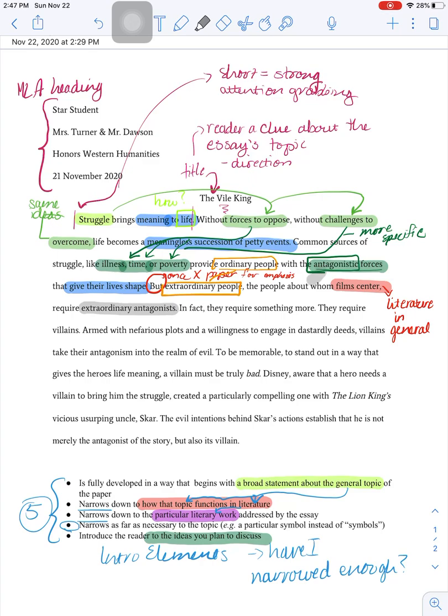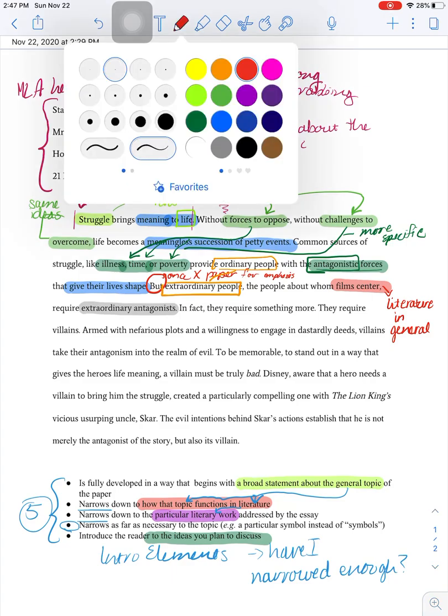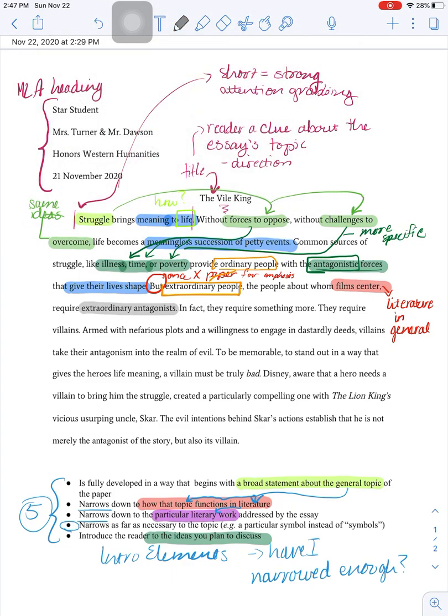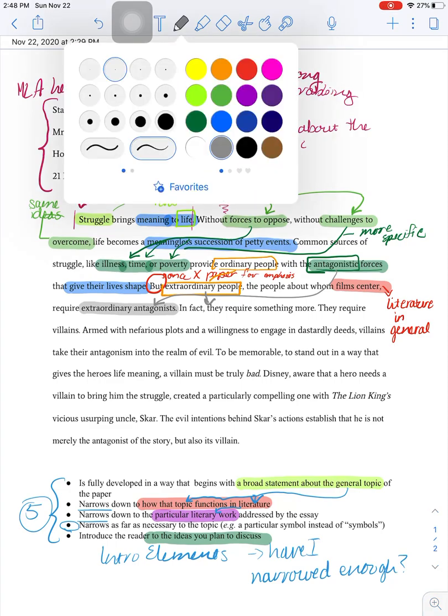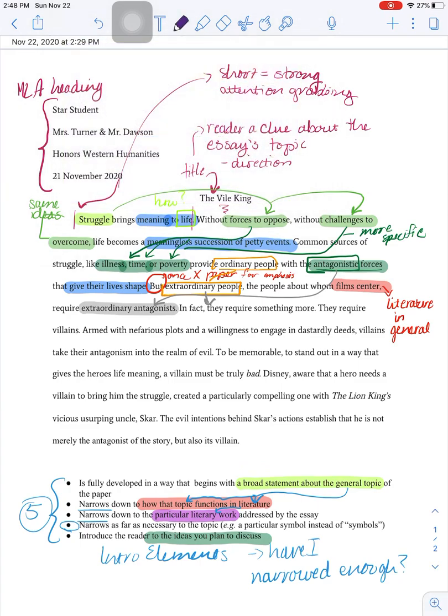Okay, so antagonistic forces. Why do I keep doing that? And we have extraordinary antagonists. Well, what in the world is an extraordinary antagonist? Don't worry, it's coming up. In fact, they require something more. The "they" refers back up to extraordinary people. They require villains. Okay, let's use purple.